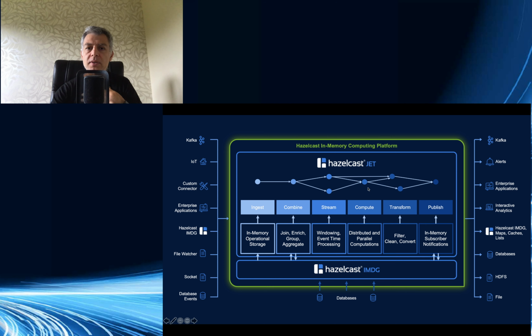The good thing about Jet is that it's very well integrated with IMDG. So basically, if you want to enrich a stream with some data that sits in IMDG, then it's made for that. And since everything is in memory, it's very, very fast.